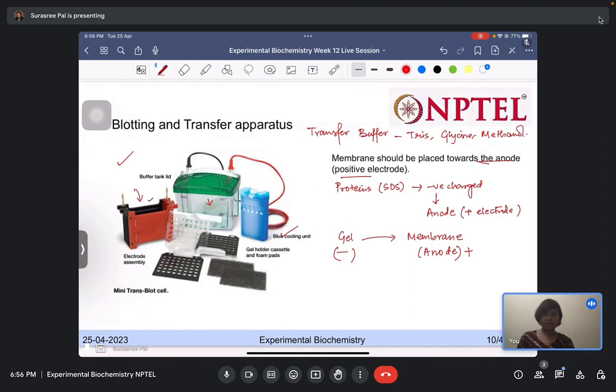Because if there is a bubble, we will see some white spots appear on the membrane after the detection. After visualization, we will see white spots which will hamper our visualization. So that has to be taken care of while we are doing the transfer.